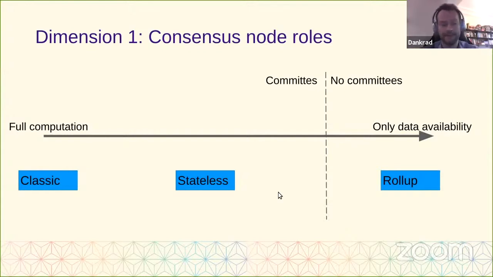So even if they do maintain the state, it actually becomes more efficient because they don't necessarily have to access all the state to verify transactions. And then on the right, we have the rollup, where the consensus nodes don't have to compute anything anymore. They just have to verify data availability. And I drew this dashed line where there's a transition from where you do need some sort of committees to do sharding and where committees are no longer needed, if you are in the rollup land on the right.